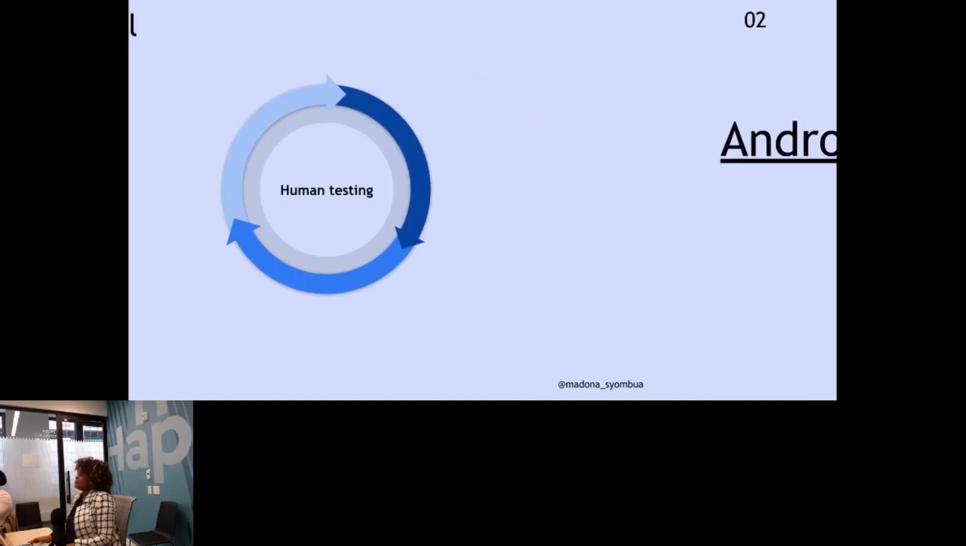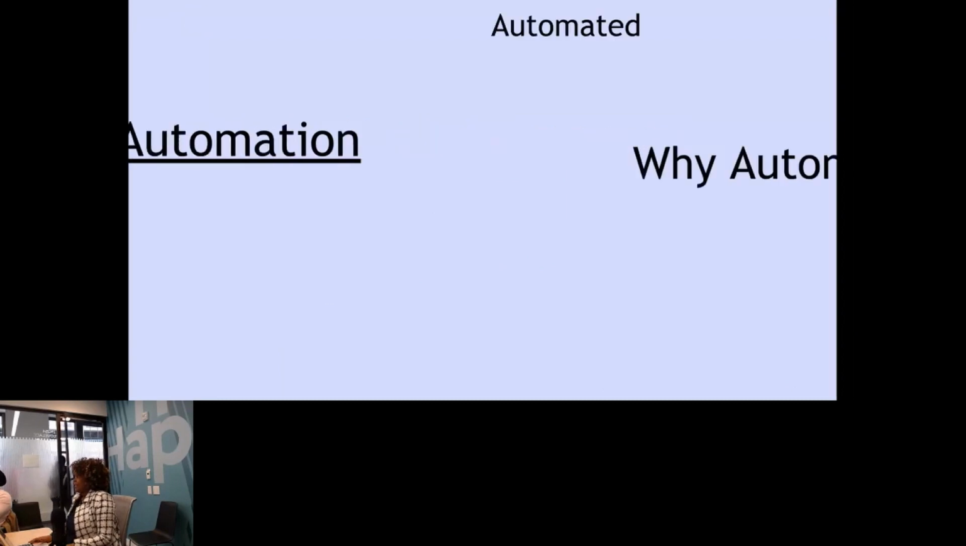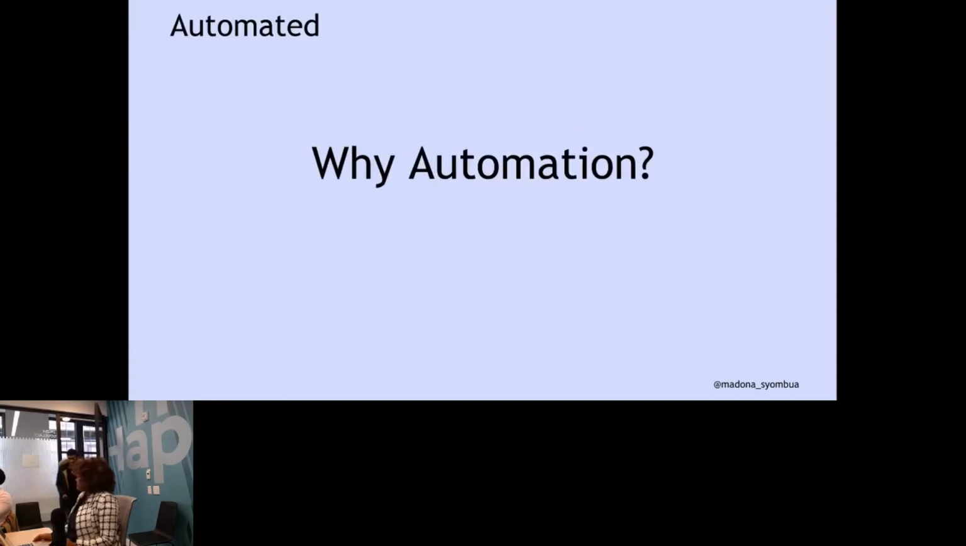Cool. Now, human testing, like I've talked about with manual testing, so that's the human testing. And now let's talk about Android UI test automation. Like I'd mentioned, why automation? There are a lot of benefits that you can actually get from writing automated tests. And there is a great doc that I linked.